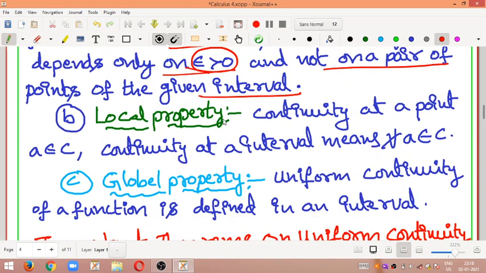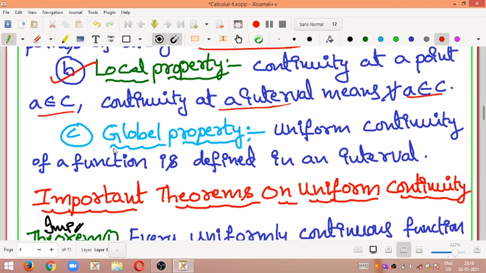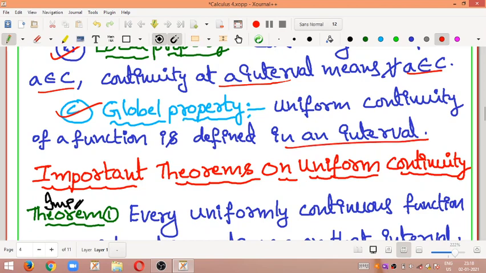If it is clear, I will move on to the next point, that is local property. Continuity at a point means a belongs to c, continuity at an interval means a belongs to c. That is a local property. If it is clear, I will move on to the next topic, that is global property. Uniform continuity of a function is defined in an interval. That uniform continuity is defined only on an interval. This property is known as the global property.